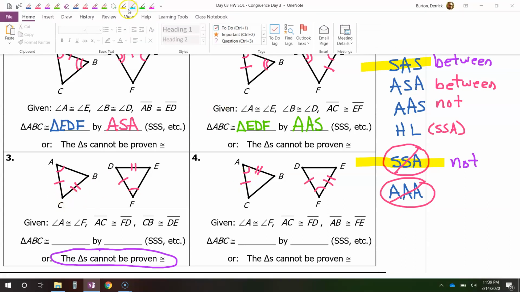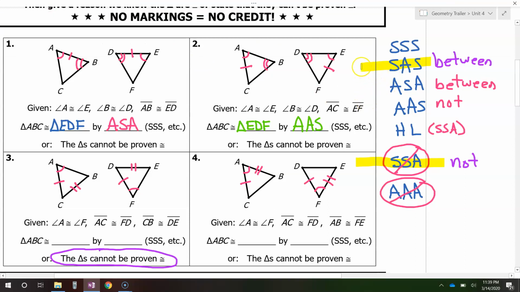So remember, whenever I have two sides and an angle, there are 3 possibilities. It could be side angle side, or it could be side side angle, which would mean can't be proven. Or it could be hypotenuse leg. If it's a right triangle, then that would be a possibility. However, this is not a right triangle, so it can't be hypotenuse leg. So I'm going to take that off the list. So it comes down to these. If the angle is between the two sides, then it's side angle side. If not, then it's side side angle, which is not a thing.